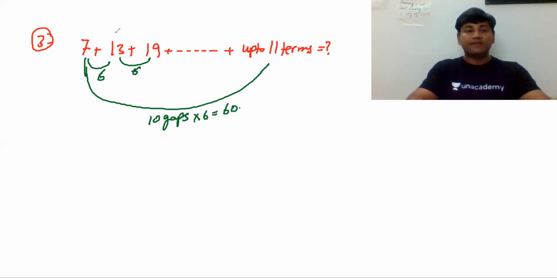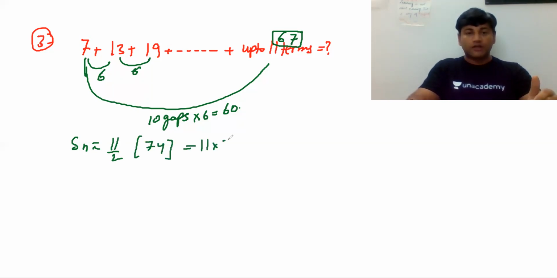So last term will be 7 plus 60, that is 67. So we have found the last term now. Now what is the sum of n terms formula? n by 2 means 11 by 2 into first plus last, that is 67 plus 7, that is 74. So this is 11 into 37 as your answer. This will be 407. That's all.